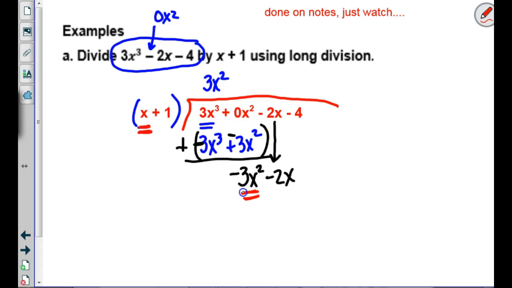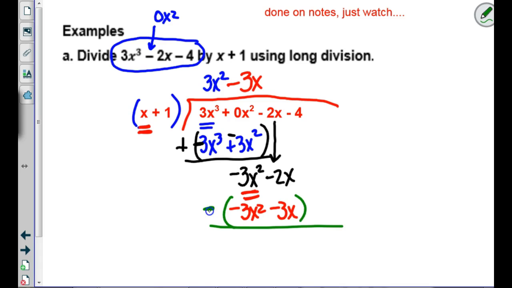What do we need to multiply x by to make it become exactly negative 3x squared? Okay, so distribute that over here and we get a negative 3x squared, and a negative 3x times 1 is a negative 3x. But remember, we're doing what? We're subtracting those, which means adding the opposite. So what is our leftover back here? A positive 1x, and we bring down a minus 4.